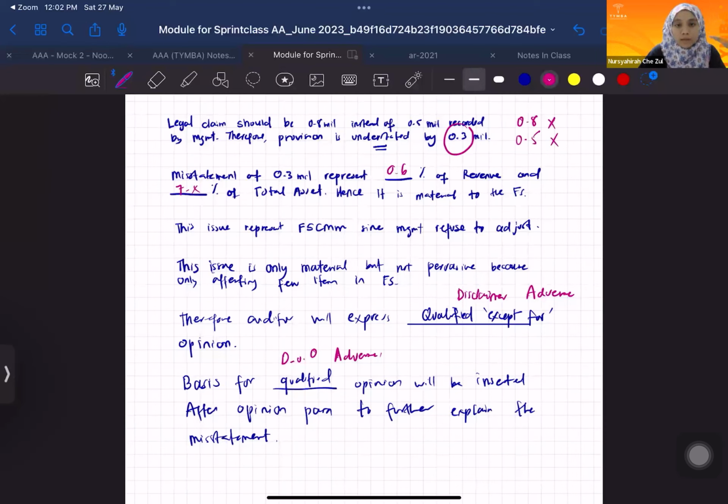You must use the misstatement to calculate the materiality. Do not use the supposed amount. Do not use the original amount. Make sure you identify the misstatement amount, then only you work from there.